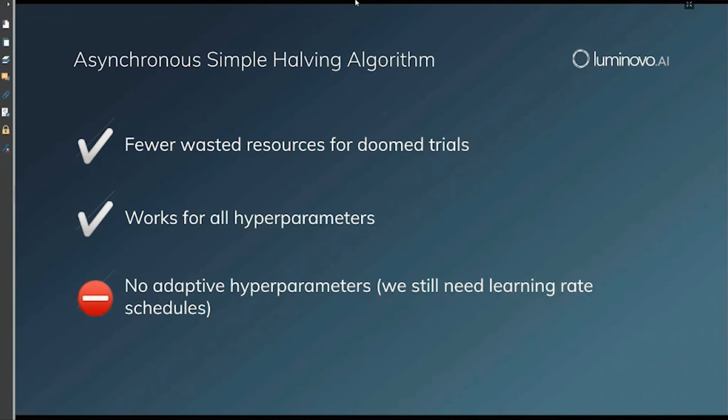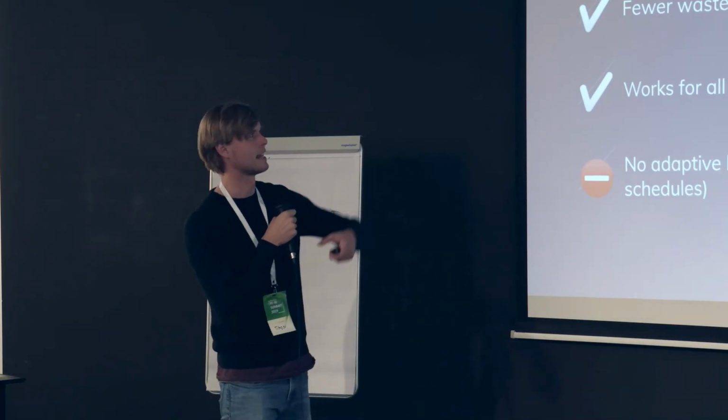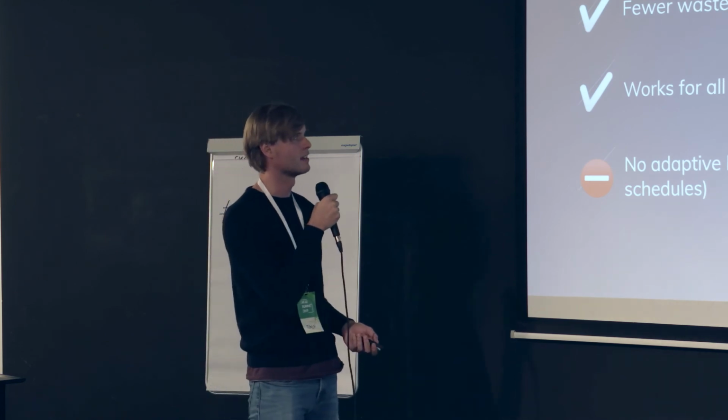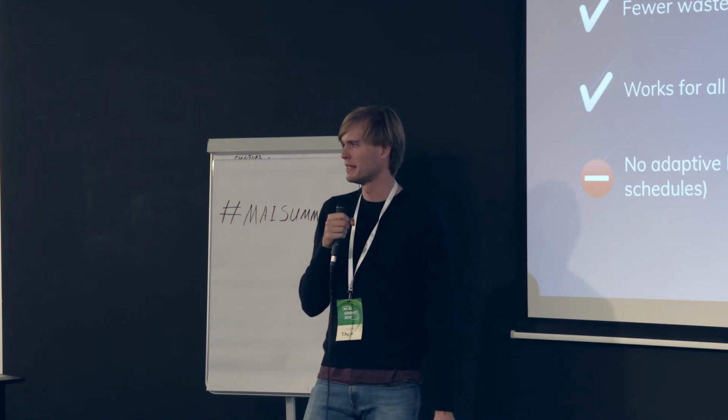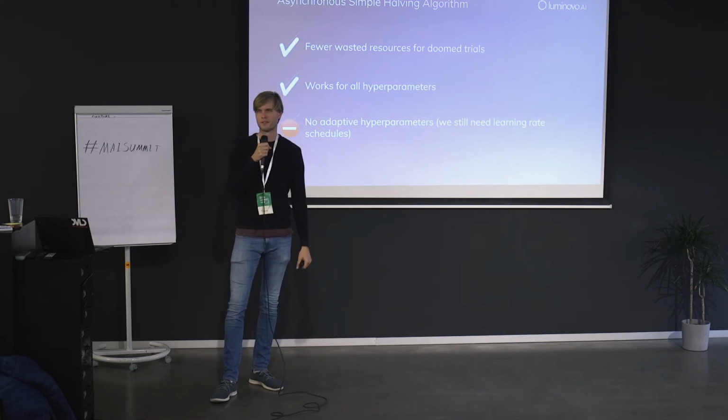Okay, and so the cool thing, if you compare it to PBT, is that it has the same idea of fewer wasted resources for doomed trials. It does work for all hyperparameters, right? So whatever you mean by hyperparameter can be whatever. But we lose this property of having adaptive hyperparameter schedules. So we still need learning rate schedules, for example.